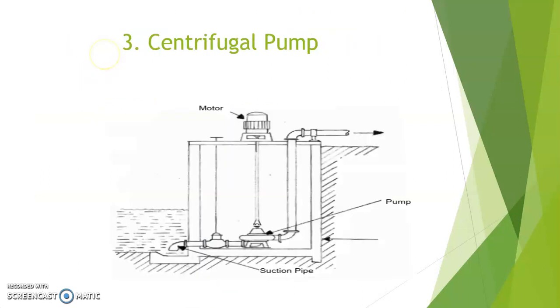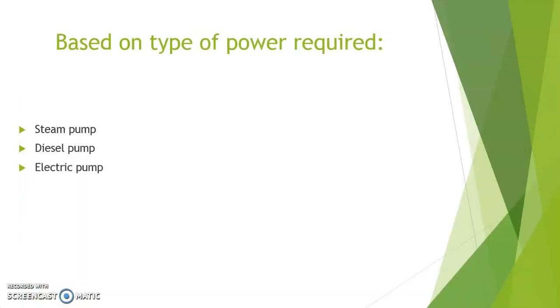Then, types of pumps. Basically we categorize the types of pumps on three bases. The first basis is the type of power required. What type of power is required for operating these pumps? On the basis of power required, there are three types: steam pump, diesel pump and electric pump.